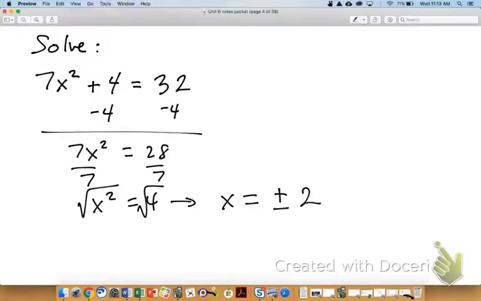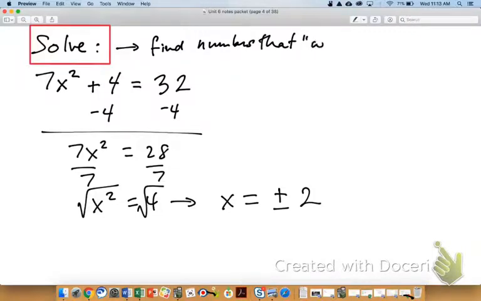Yes, ma'am? You don't get it? Like why? Good question. Okay, hey, listen please. The word solve means a lot of things, right? It means get the x by itself. Here's another version of what solve means, and this really gets to the heart of what you're asking. Solve means find numbers that work in the equation. Right, so find numbers that work for x.